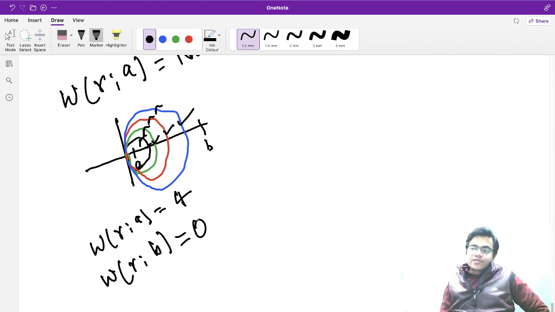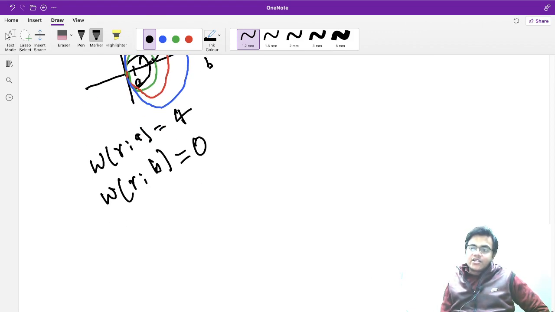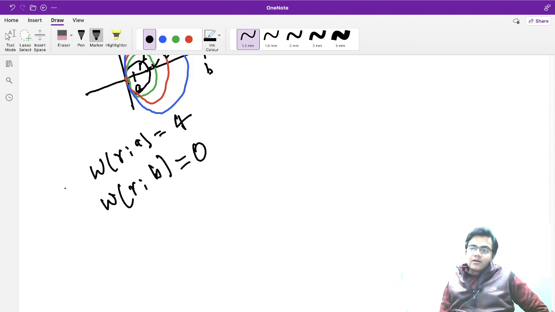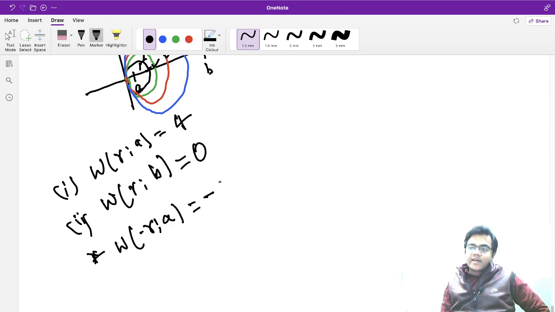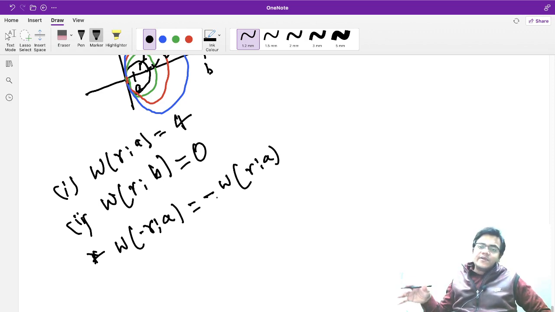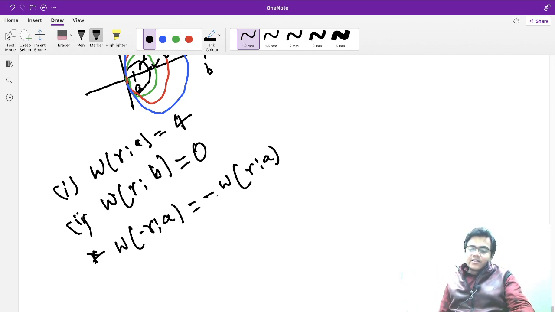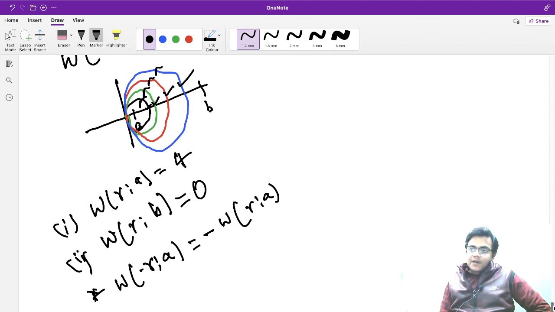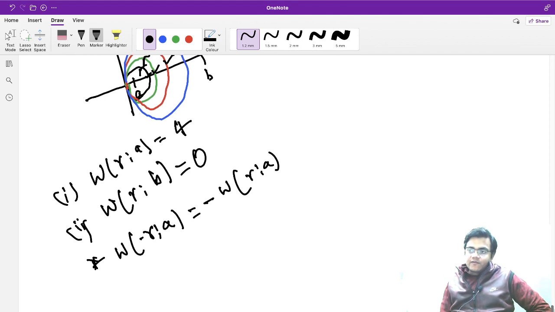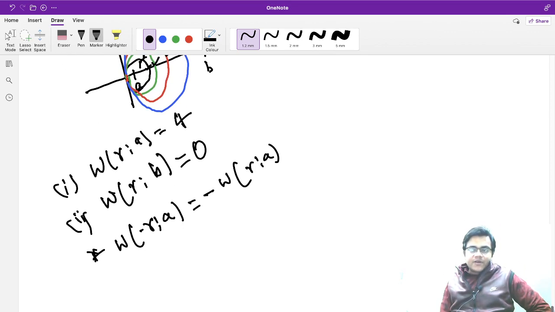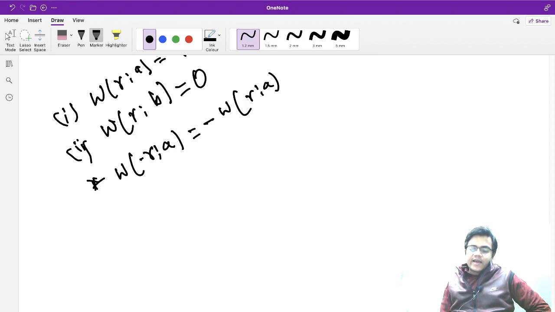If you reverse the orientation, what happens? The winding number of minus gamma with respect to A will be minus the winding number of gamma with respect to A. Reversal of a curve will be discussed in the next class, don't worry. But this is how we calculate the winding number: how many times it revolves. If the sense changes to clockwise, then the sign will be negative.